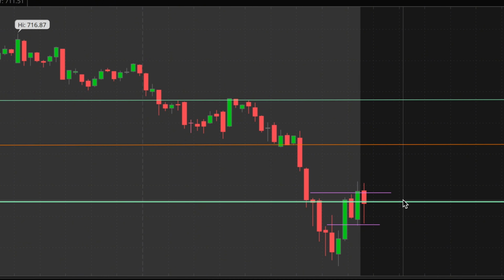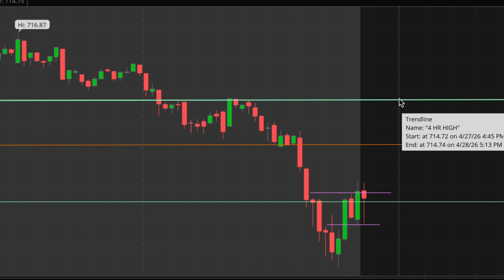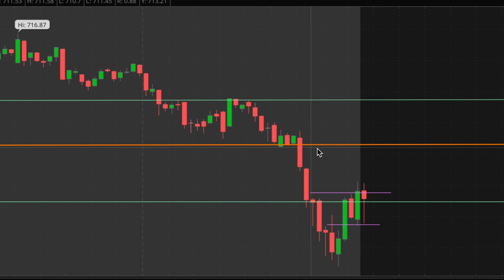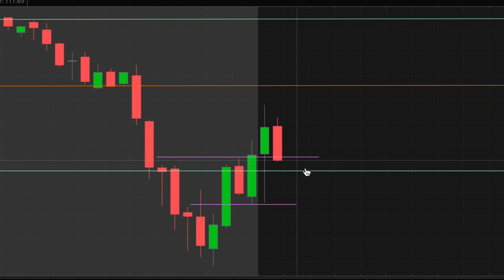Y'all, this is the low of the 4 a.m. This is the high of the 4 a.m. This was my consolidation zone from the 1 hour. I'm waiting for this candle to finish fully closing. All right, here's our 9:45 candle. We're waiting for what the chart's going to show us, okay?